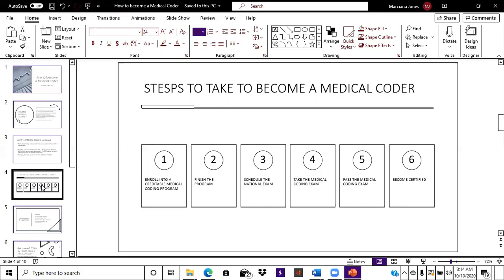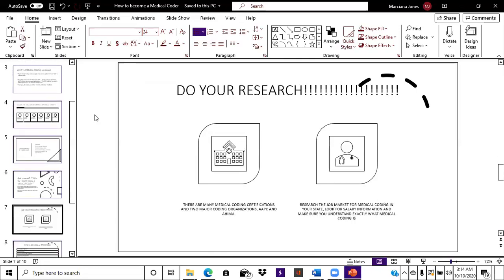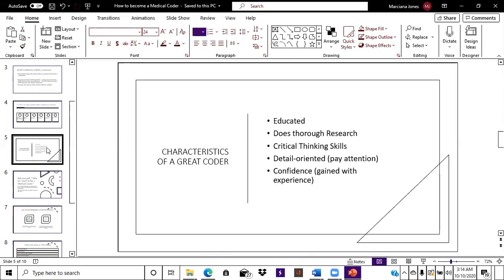After you take the exam, you're going to pass the exam, because you can't become a medical coder if you're not certified. So you've got to pass the exam. Once you pass the exam, you'll be certified. Oh, sorry, I skipped some slides. So number 5, characteristics of a great coder: educated, does research, critical thinking, detail oriented, and you must have confidence.